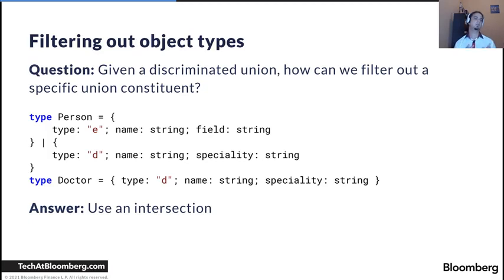So we saw that this trick of intersecting with another type to filter out a constituent of the union works with literal types. Could it work with something more complicated? For example, could it work with a discriminated union? And the answer is yes. We can actually go from the person union, which is a discriminated union, to just the doctor type without having to rewrite the person union. And let's see how this could happen.